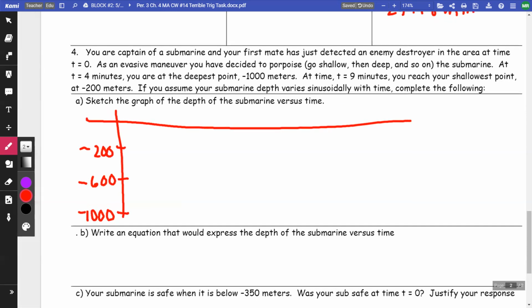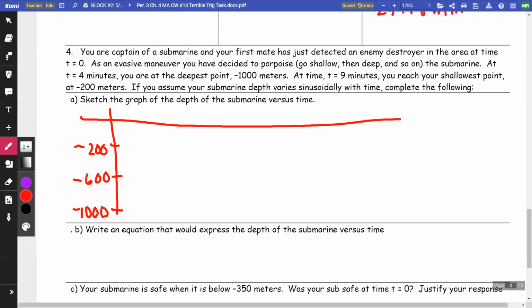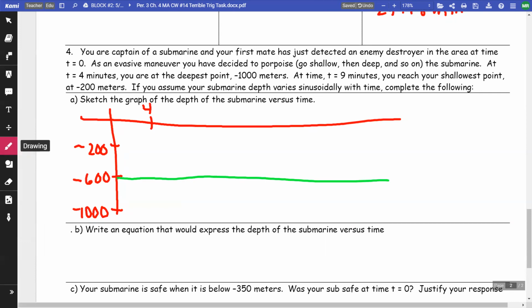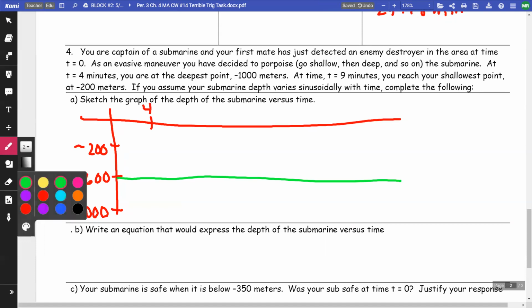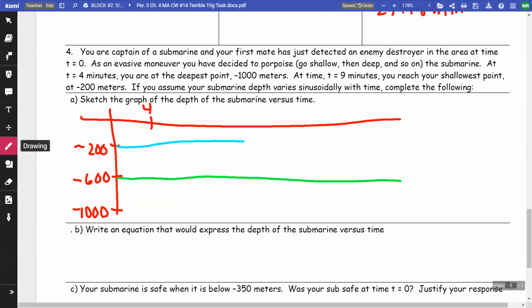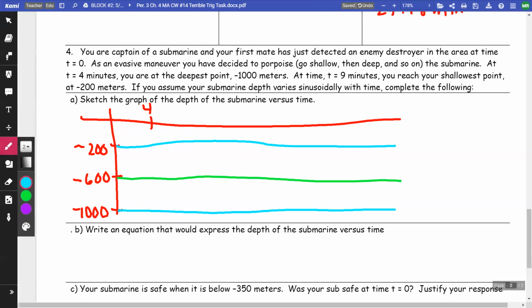So I know that at t equal 4 minutes, you're at the deepest. So if I put 4 here, we're at the deepest. So let me just real quick draw in. This is going to be my vertical shift. This shallow is actually going to be my maximum, and this is going to be my minimum in terms of the curve. So at 4, we're down here at negative 1,000.